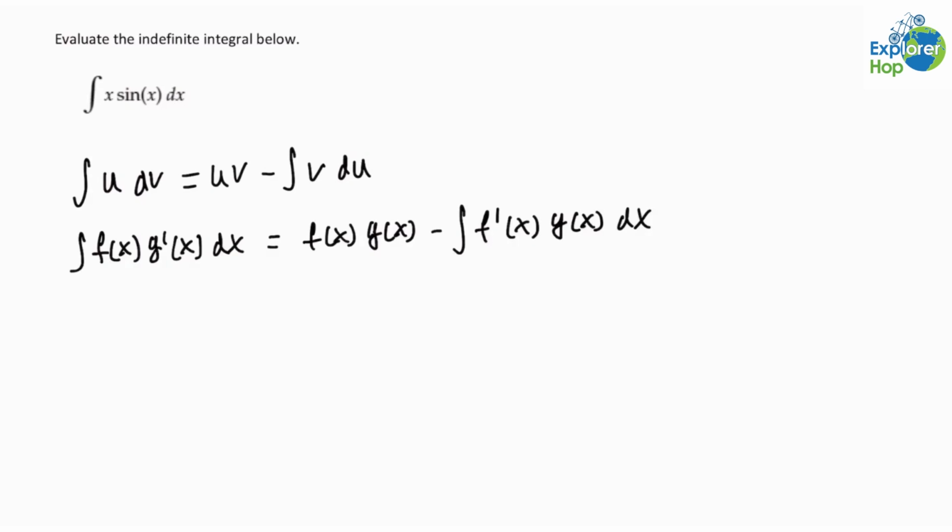In order to use the two formulas above, we need to let one function be u or f of x and the other function be dv or g prime of x. The function we choose to be dv should be a function that we can easily integrate, and the function we choose to be u should be a function that we can easily differentiate. And a simple mnemonic we can use to determine which u value to choose is ILATE.